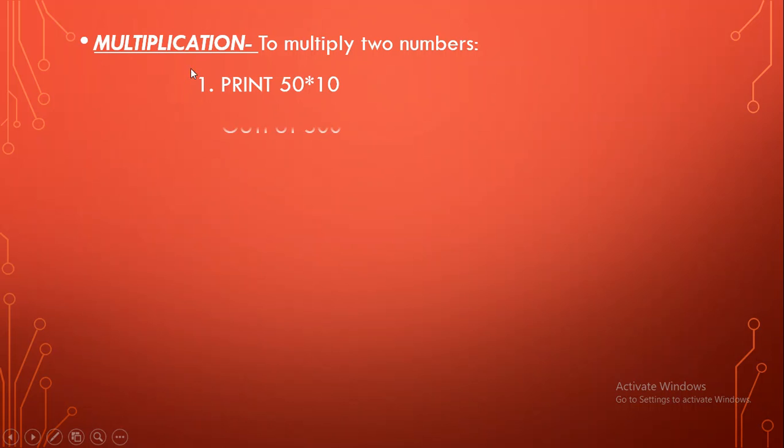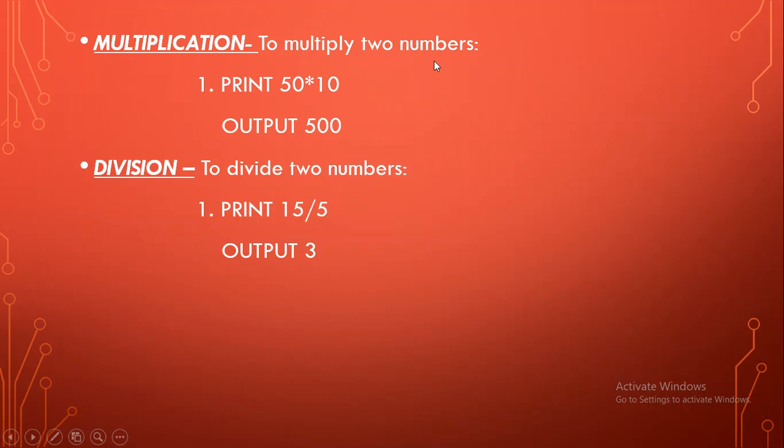You can see here in the picture, multiplication. It is used to multiply 2 numbers. Print 50 into 10, the output will be displayed as 500. And just like that, division. To divide two numbers, print 15 divided by 5, and the output will be displayed as 3.